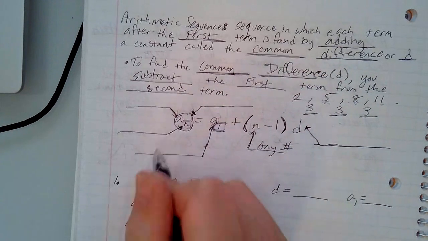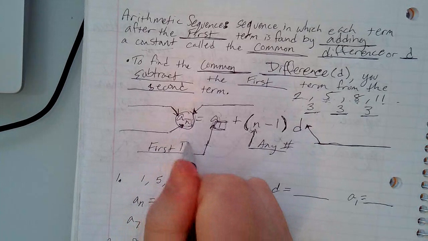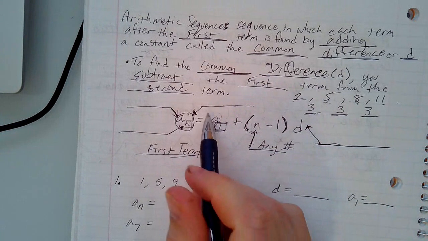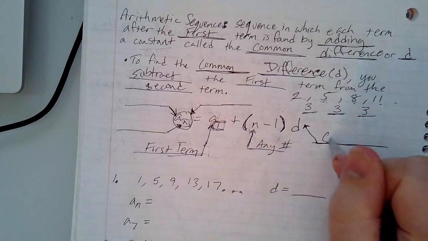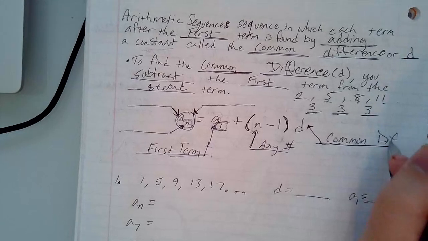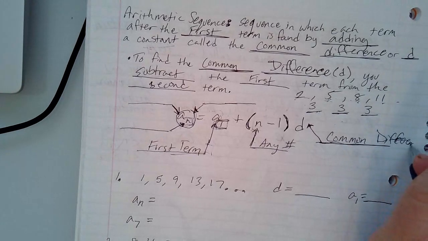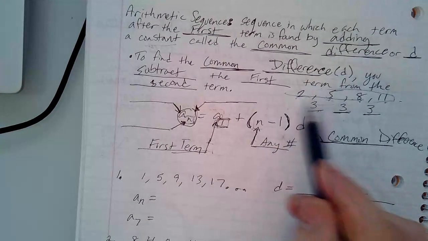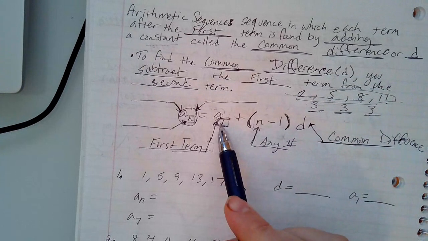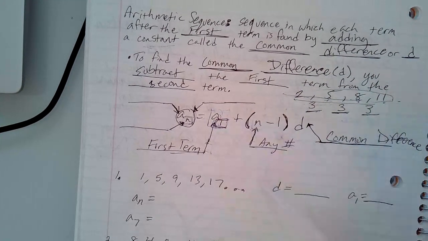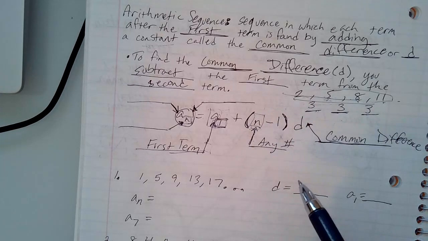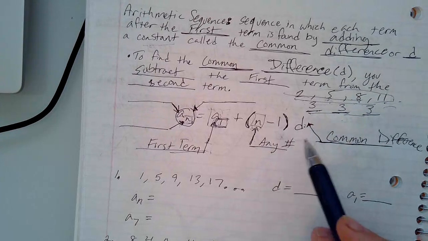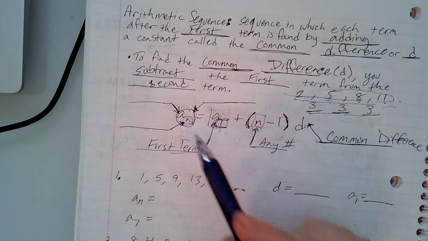Now, what does each of these other things mean? A sub 1 means the first term, whatever the first term in our sequence is, that goes right here in A sub 1. And that D is the common difference. So if I wanted the 100th term in any sequence, if I were given a sequence like we did here, I would take the first term and plug it in for A sub 1. If I want the 100th term, I would plug in 100 right here. Then I would find the common difference, which between my four terms was 3, and put that right here. Plug that in, and I would get my 100th term.